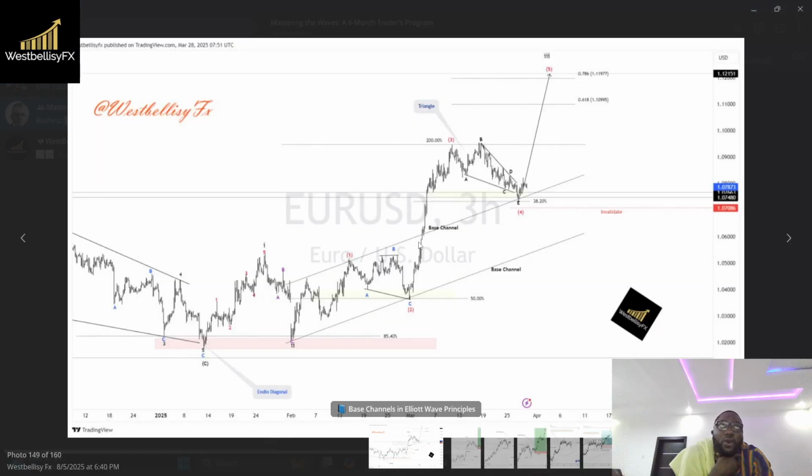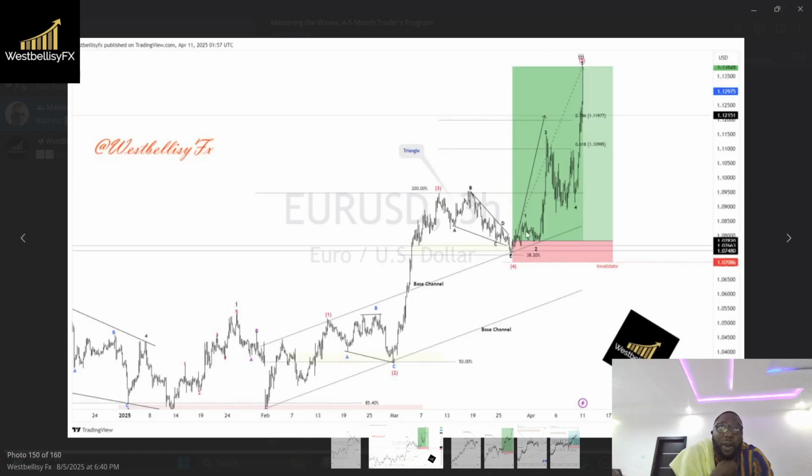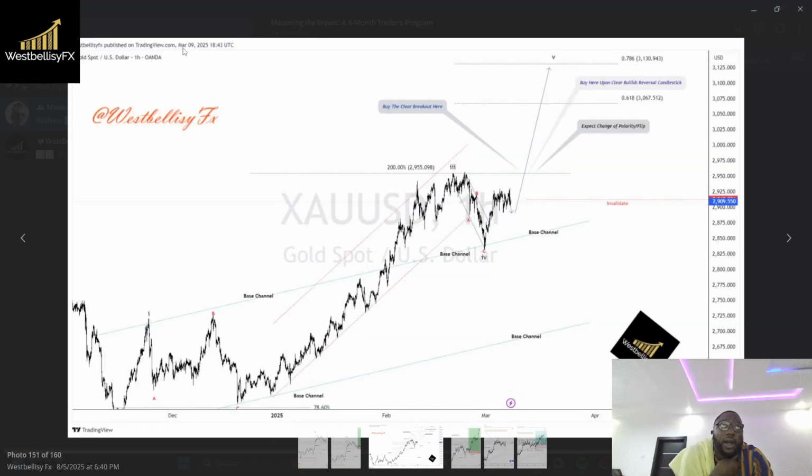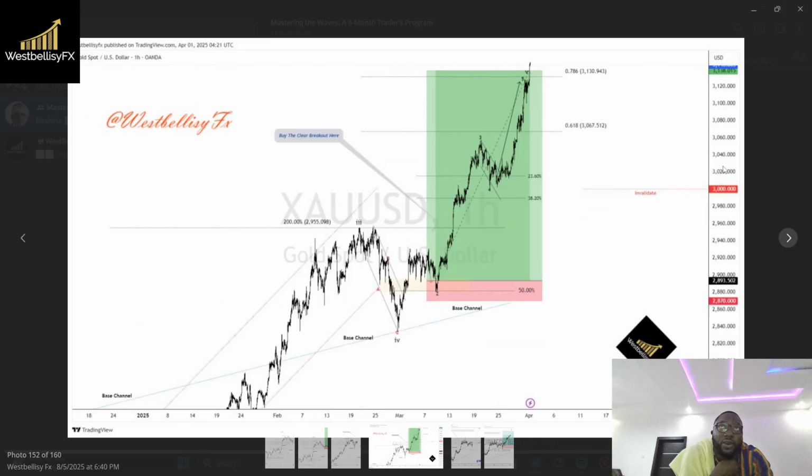These are trades I did call out. This one is this year, okay? On the USD, you can see March 28. You can see it here, right? The power of base channel. Also, this is March 09. You can see this is gold, the power of base channel, which is what I'm going to show to you now.